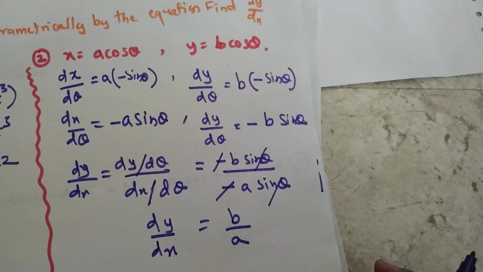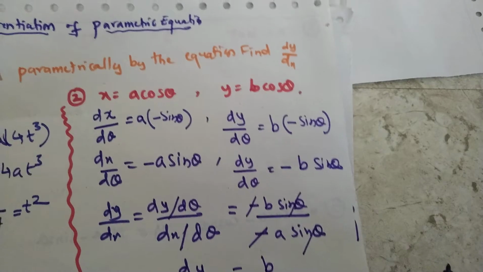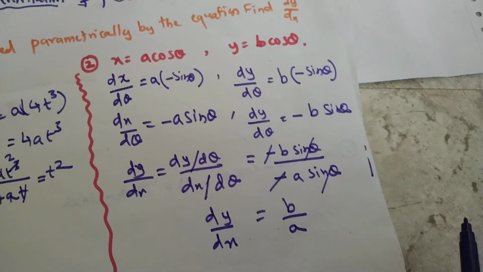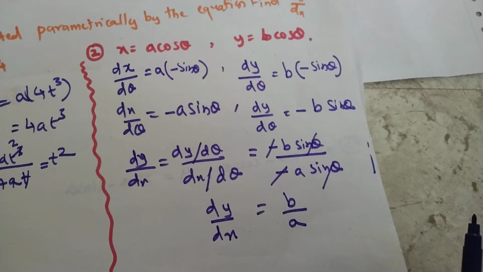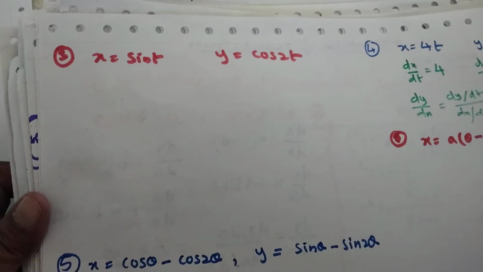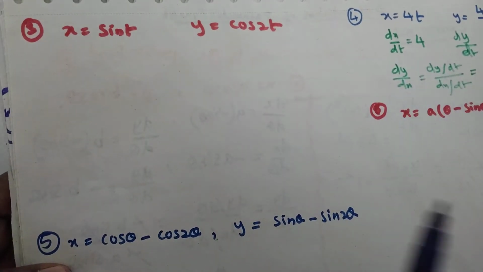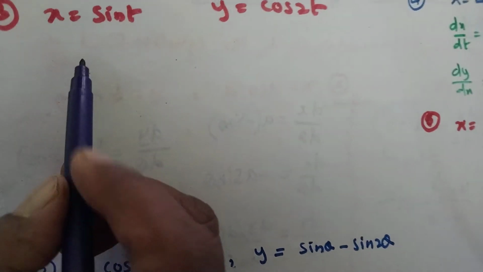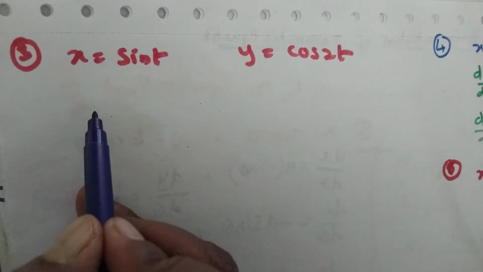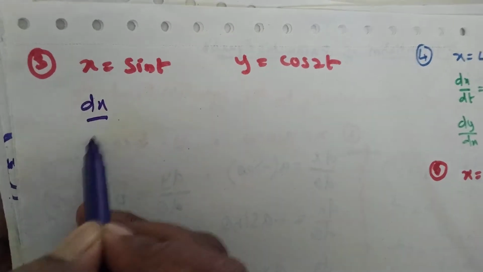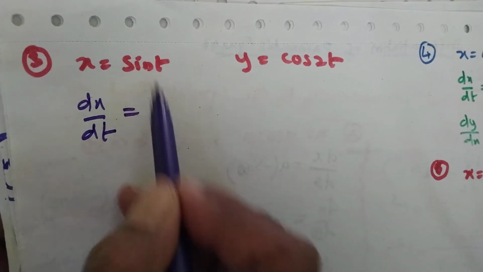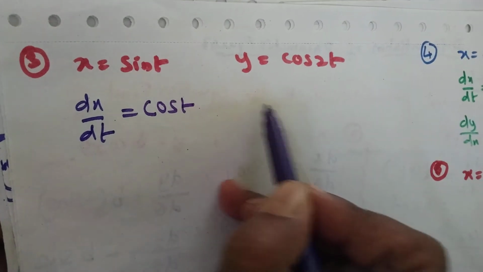This is the second example of exercise 5.6. I hope you understood this problem. Come to the next question. Third question. Here our third question is x equal to sin t and y equal to cos 2t. Again differentiate x with respect to t, that is dx by dt equal to, differentiation of sin t is cos t.